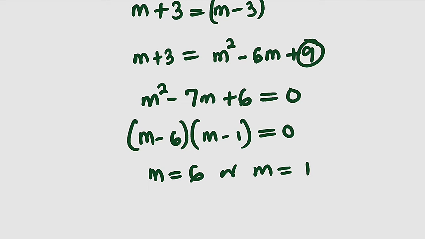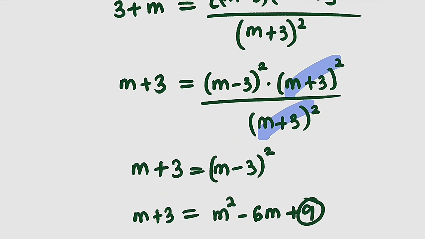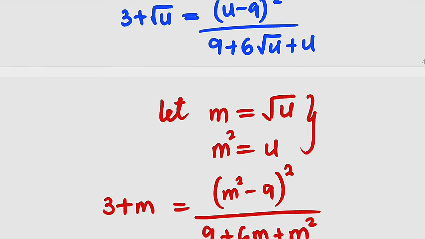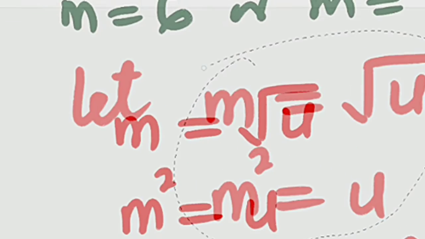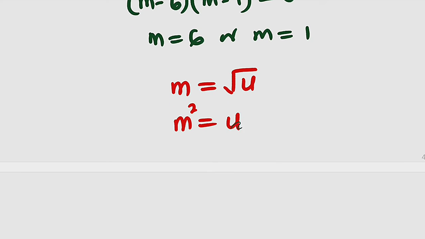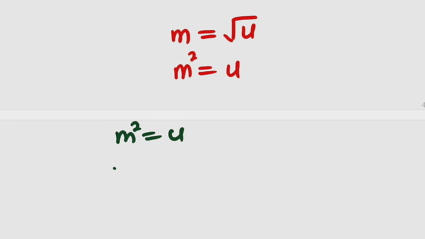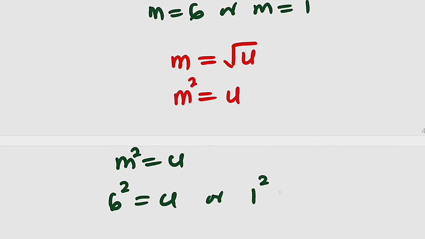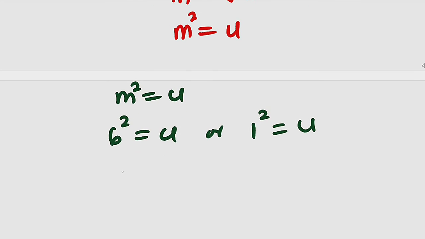So we are going to do a kind of back substitution. What can you remember about m? M is here. Let me just copy this. You can see that m is equal to square root of u, but m squared is u. So therefore, we can find u by squaring these two numbers. So since m squared is equal to u, therefore 6 squared is equal to u, or the other one, 1 squared is also equal to u. So you can see that u can be 36, or u equal to 1.